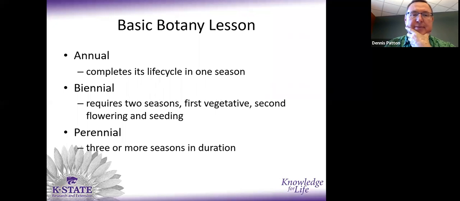And probably in the big scheme of things, the hardest weeds to control are going to be the perennial weeds because of that extensive root system. The annuals are going to die at the end of the season no matter what we do, but those perennials come back year after year.